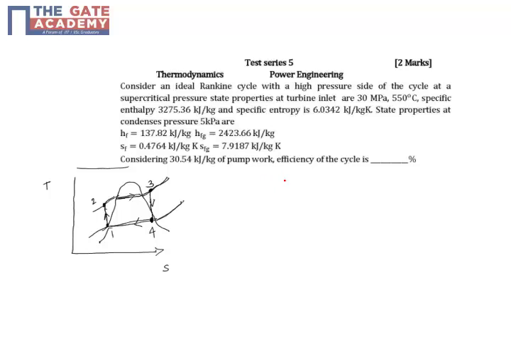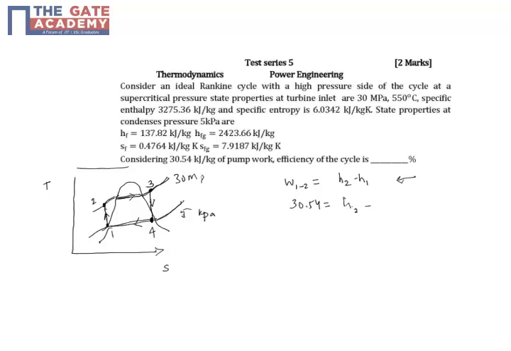So pump work is given, so basically work 1 to 2. Now work done by the pump is the increase in enthalpy, and that is H2 minus H1. Now this can be derived, or this is just a consequence of when you apply the first law for an open system. So H2 minus H1 is work done, and that is 30.54, and H2 is something which we don't know. But H1 is basically at the condenser pressure, which is 5 kPa. And this is 30 MPa.